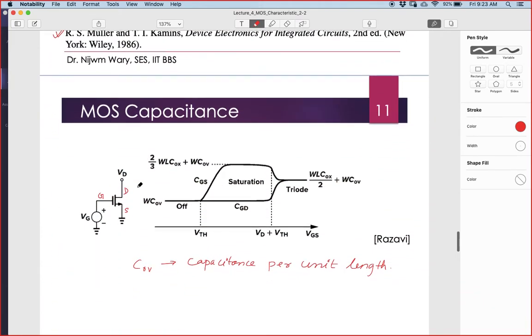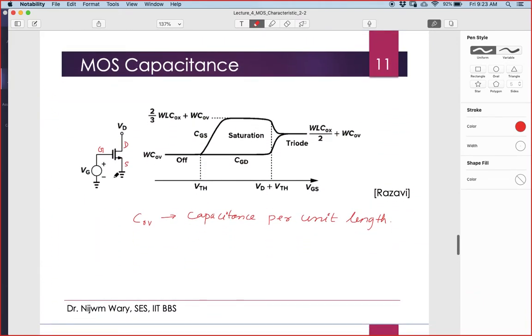So that's why whenever the transistor is in off state, the CGS and CGD will only be the overlap capacitance, because the channel has not formed, so the gate channel oxide capacitance will not be there.